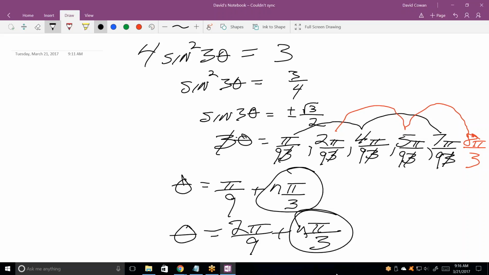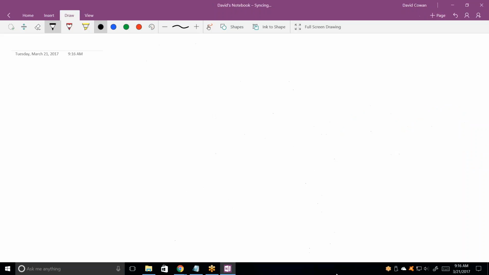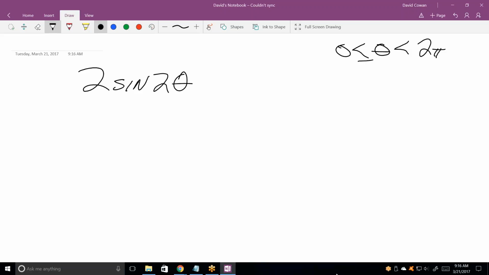Okay, cool. All right, what do we got next? Okay, so the next one's find the solutions in the interval from 0 to 2 pi. The first one is 2 sine 2x plus root 3 equals 0. Did you get that? Yeah. Okay.